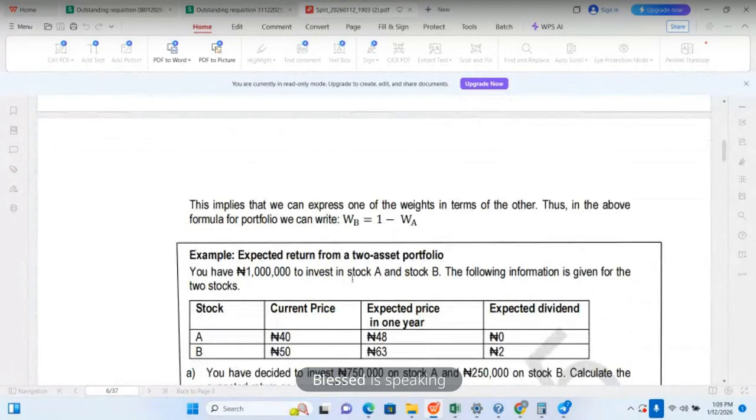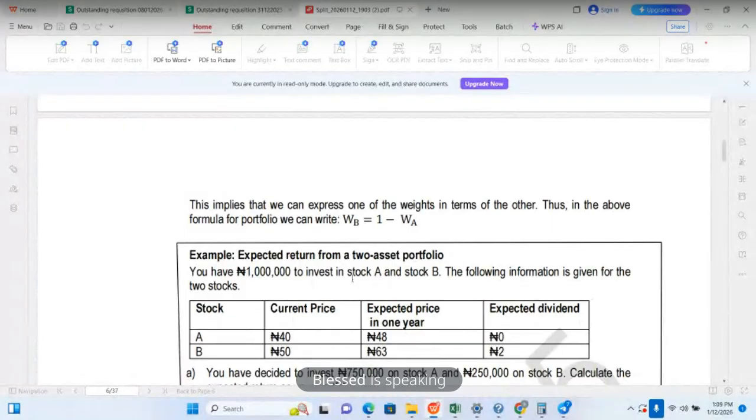What they are trying to say now is that if we add the two together, it must give us 1. So if we know WA, just subtract it from 1. Whatever answer you get will be for WB.